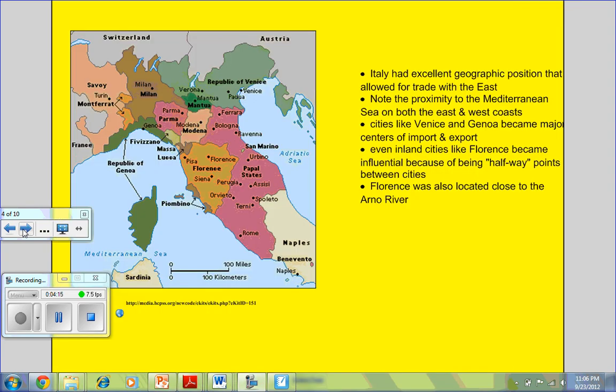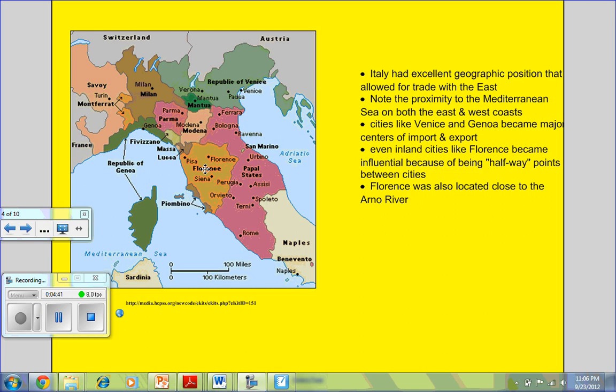So let's take a look at some of the key city-states that arose during this time period. Over here you can see Venice, or Venice, excuse my improper enunciation. And over here to the west we've got Genoa. And right here in the middle we've got the city-state of Florence.